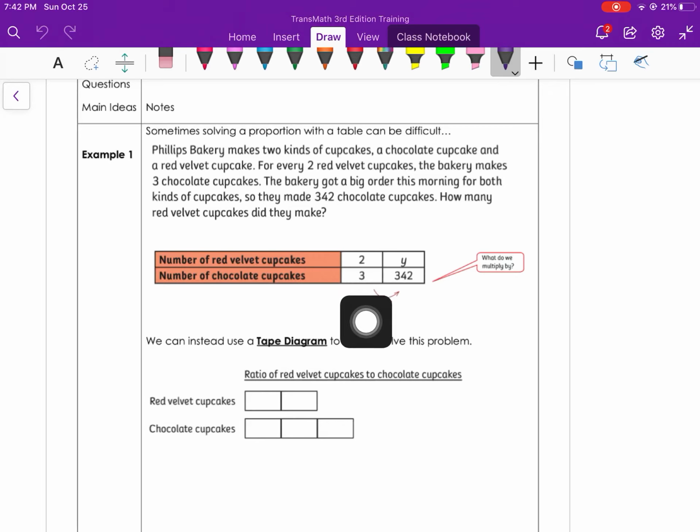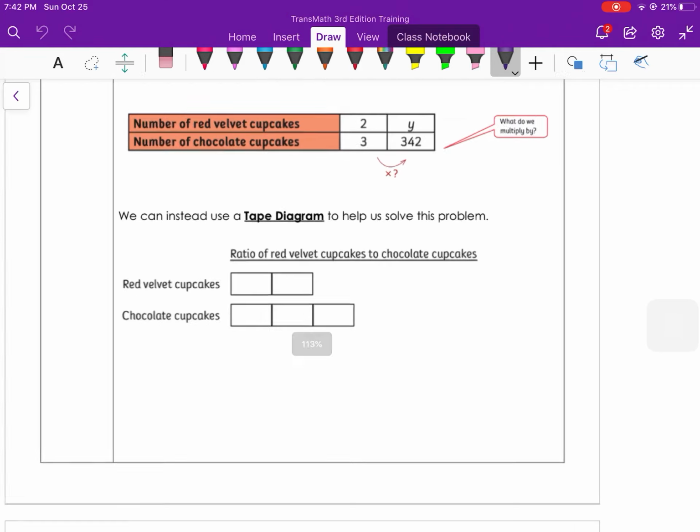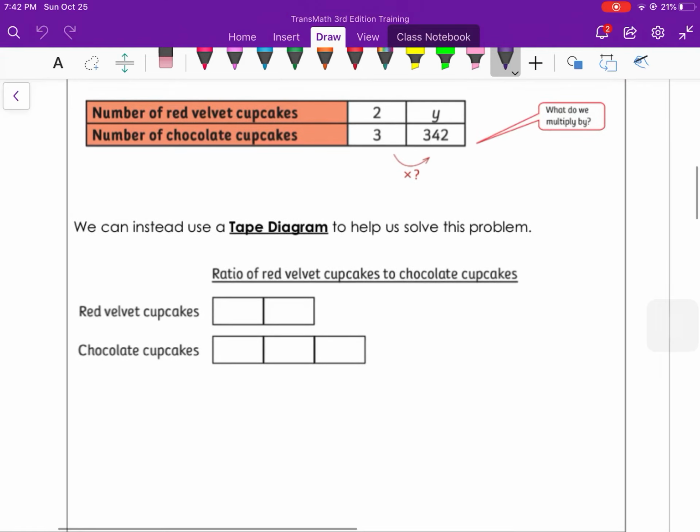So since this is really hard to figure out, 3 times what number is 342, we can do it a little different way, and it makes it pretty fun and easy to solve. So first, our proportion is 2 to 3, so we can use what's called a tape diagram. A tape diagram is when we make these boxes.